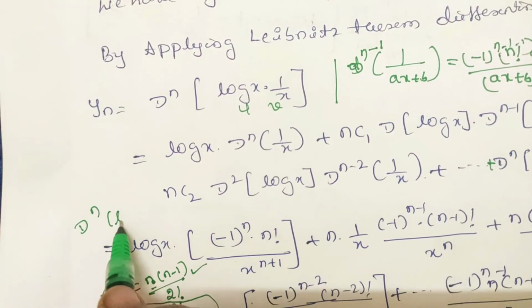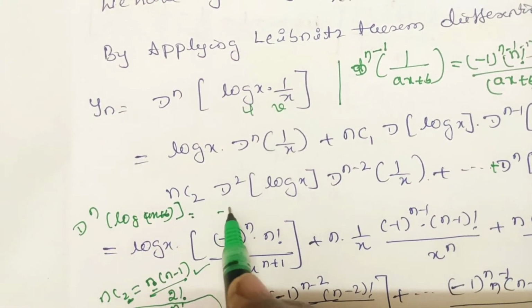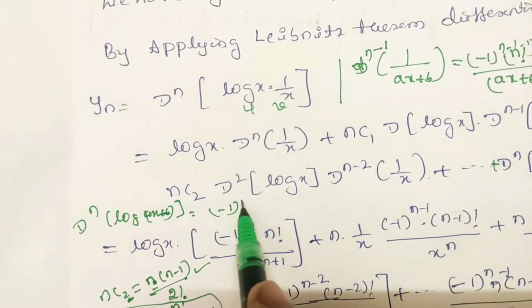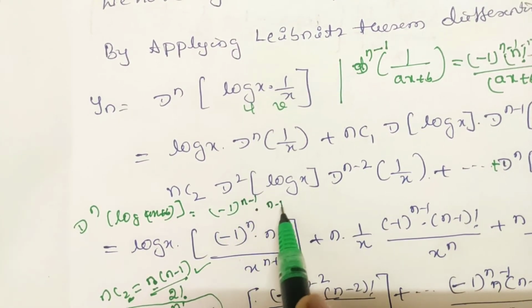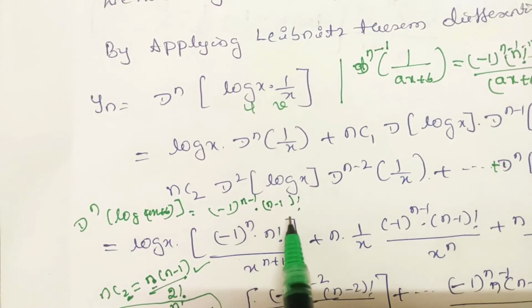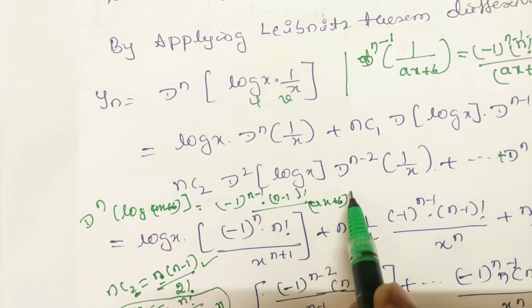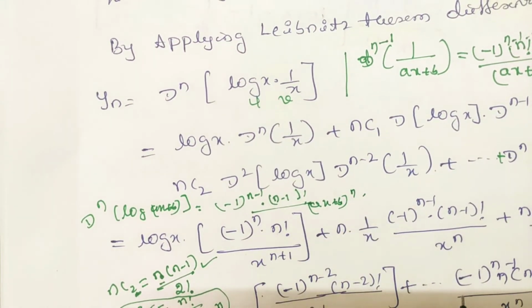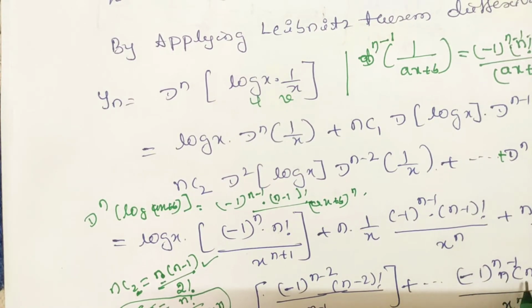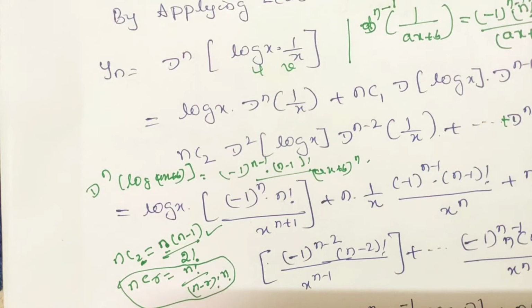The nth derivative of log ax plus b is equal to minus 1 raised to n minus 1 into n minus 1 factorial divided by ax plus b raised to n. So it is minus 1 raised to n minus 1 into n minus 1 factorial divided by x to the power of n, and this 1 by x as it is here, u. So let us simplify this one.